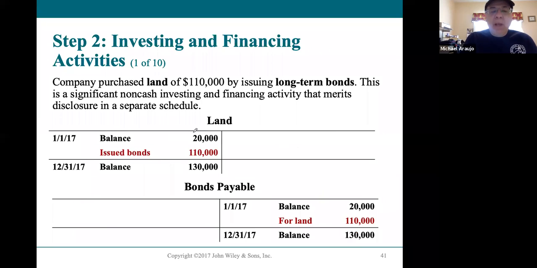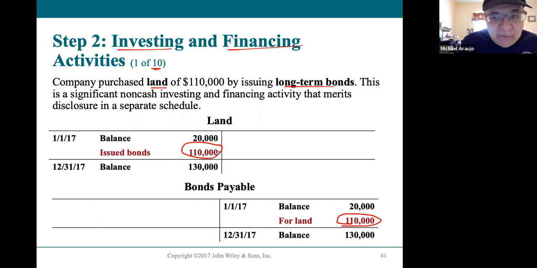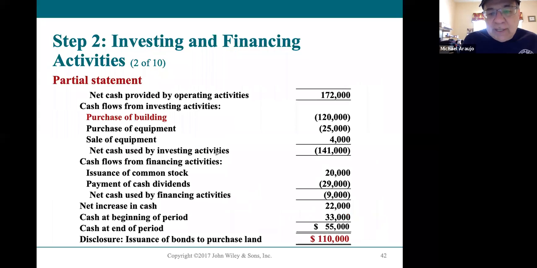Okay, so we're going to look at investing activities and financing activities, okay? And so we had a whole bunch of activities that were happening. Remember, this company bought land by issuing bonds. So as you see, the land account increased and the bonds payable account increased. There was no cash involved here, so it's not something we need to worry about.